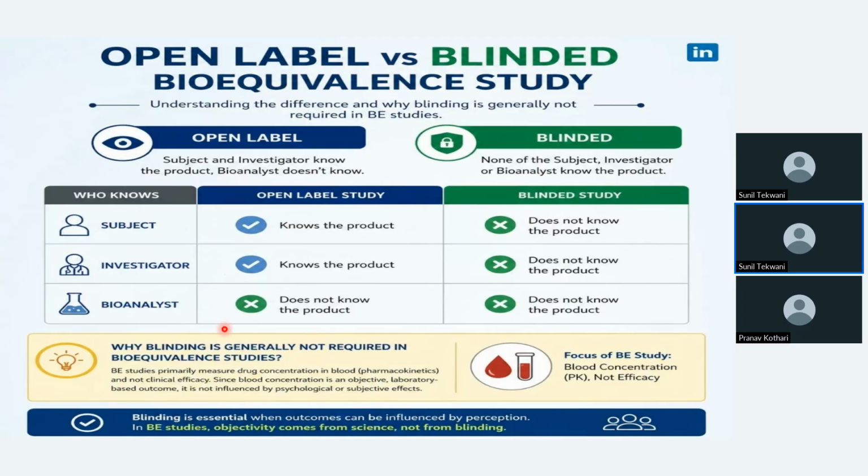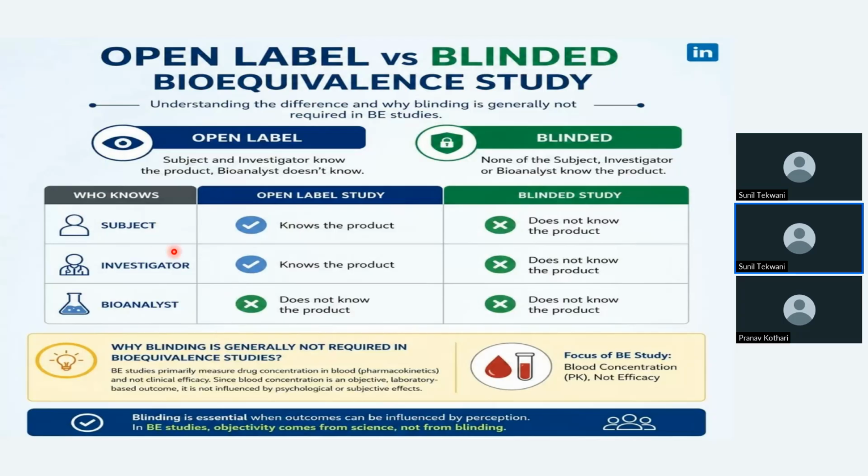Even if I know I'm a human subject taking part in a bioequivalence study, suppose, and I'm taking the reference product, even if I know that the reference product is a well-known product from an innovator company, of good quality, still it will not impact my blood concentrations. Blood concentrations are not efficacy and safety, they are pharmacokinetics, and pharmacokinetic parameters are not impacted by placebo effect. That's why bioequivalence studies do not require blinding.